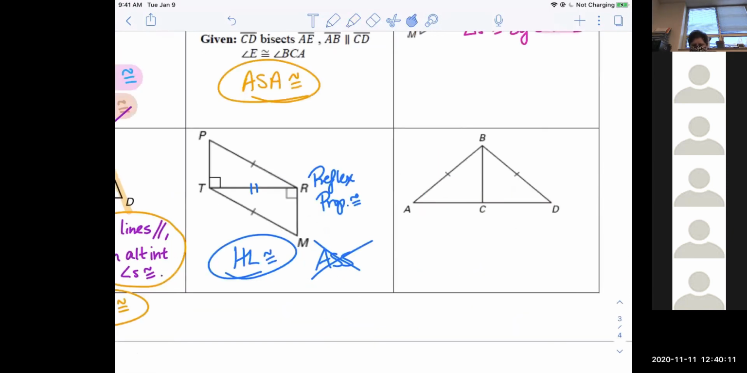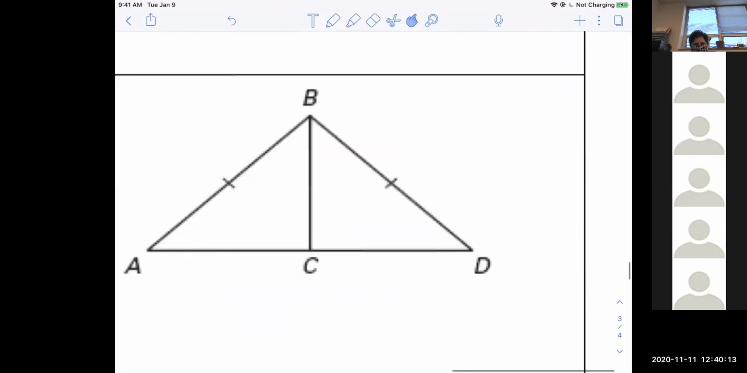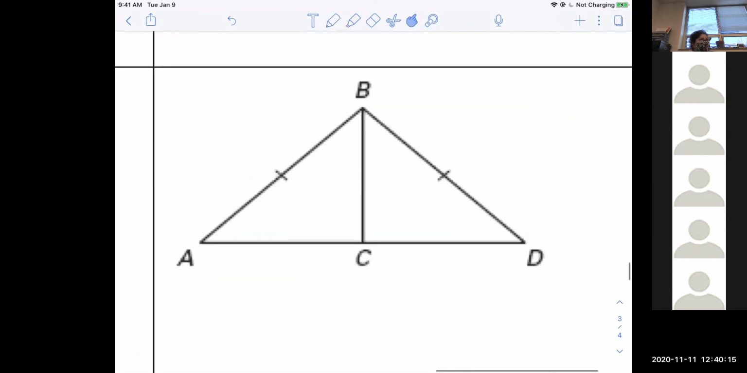Okay, and then for the last one, is there anything else we could mark that's not currently marked? Reflexive, okay. I'm going to make sure I put 2 marks on that. Is there a third sides kind of thing? If you know 2 sides in a triangle are congruent, does that make the third sides congruent? Yes? Yes, it does. It does not? I think it does.